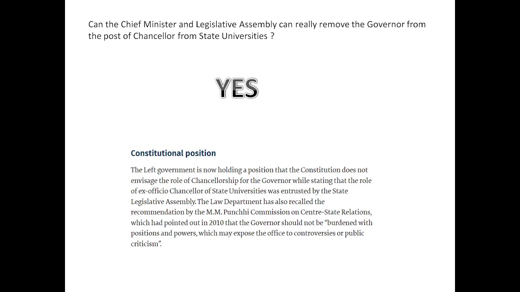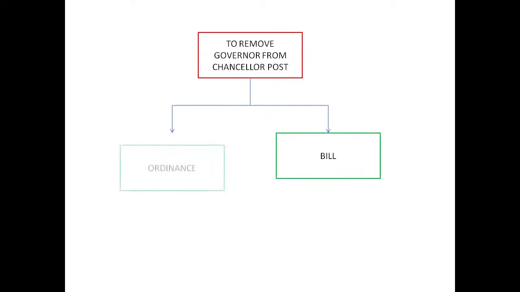And it has also been recommended by the M.M. Punchhi Commission in 2010 on center-state relations. It states that the governor should not be burdened with positions and powers which may expose the office to controversies or public criticism. So, what are the ways to remove a governor as chancellor? By moving a bill or an ordinance. When the State Legislative Assembly is not in session, they can move an ordinance.